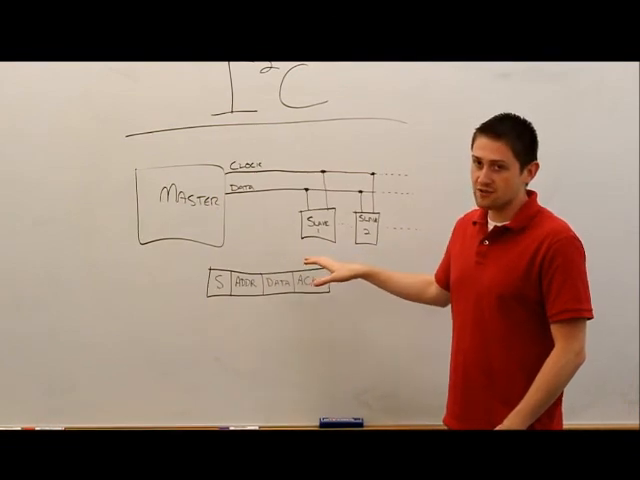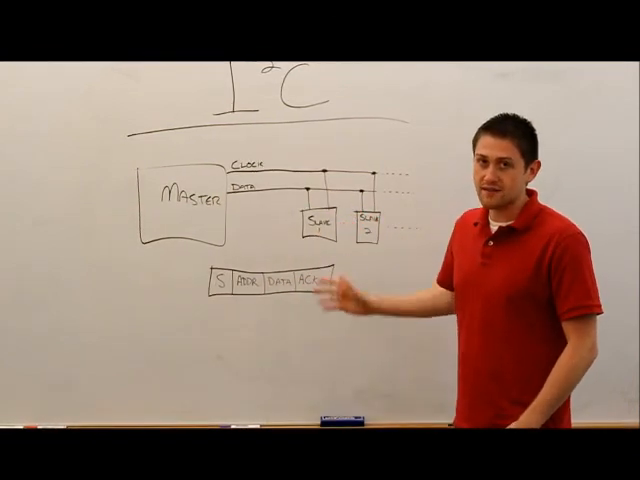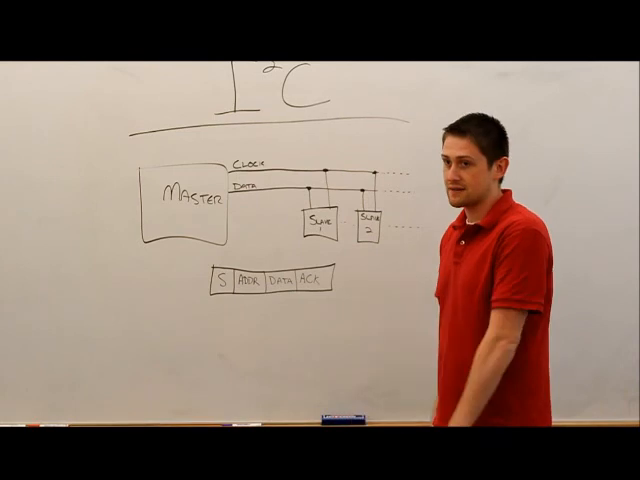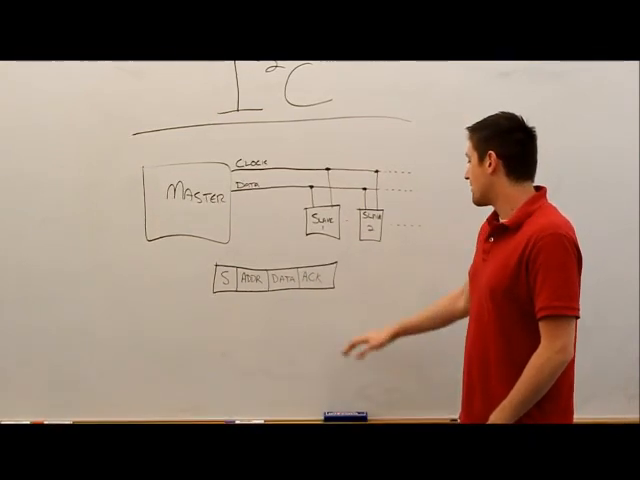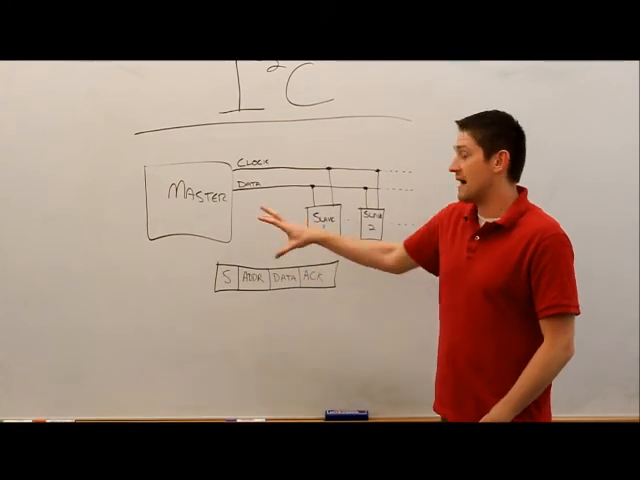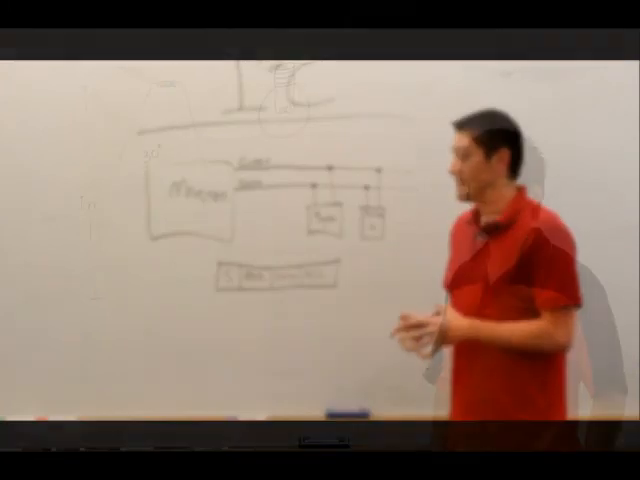Once it has the proper address, it'll send the data, so fading lights, changing intensity, flashing, or whatever you want. And then there are also ACK bits that tell the master that they got that information.